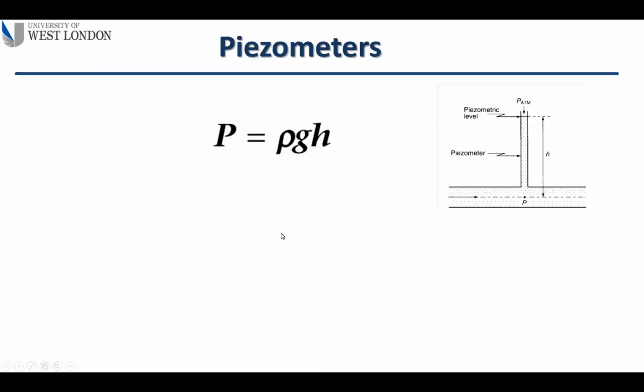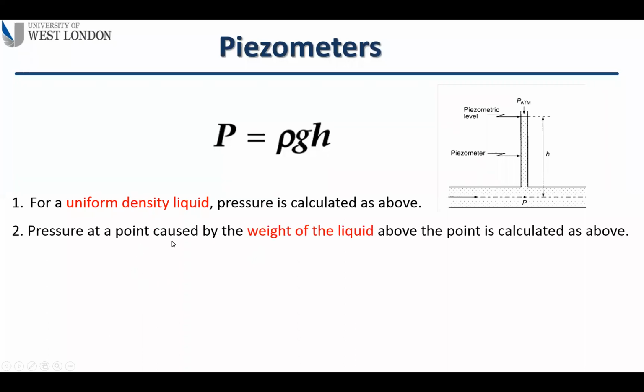If we look at the piezometer, we learn that the pressure at depth H can be calculated by this formula, rho g H. There are a few facts that we need to understand. First of all, if the liquid has a uniform density, the pressure is calculated by using this formula. The pressure at any point caused by the weight of the liquid can be calculated by this formula.